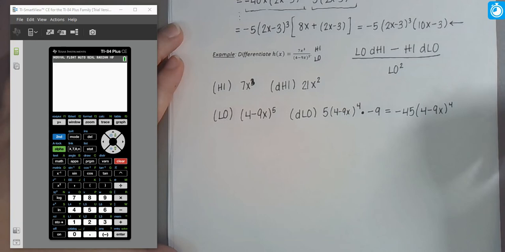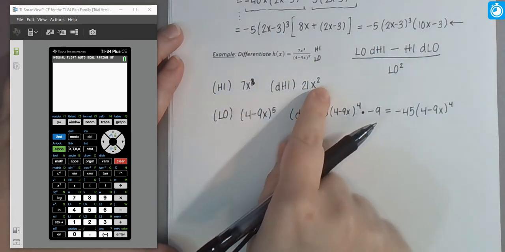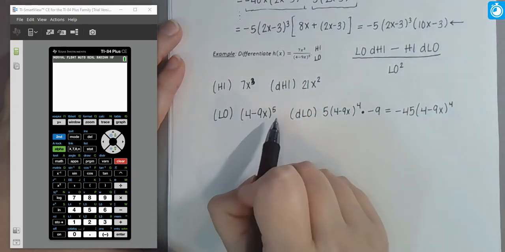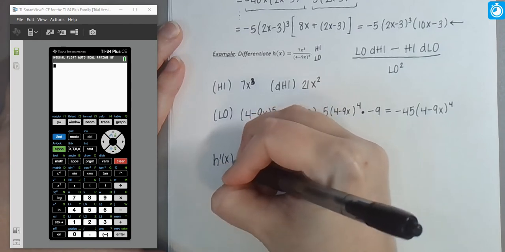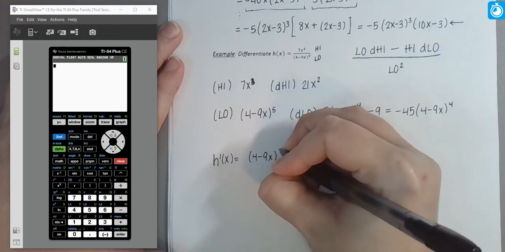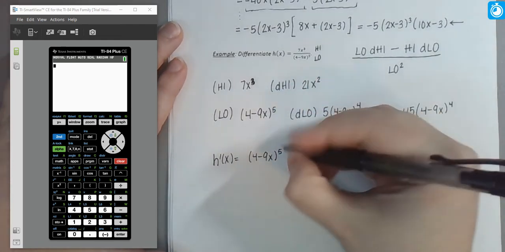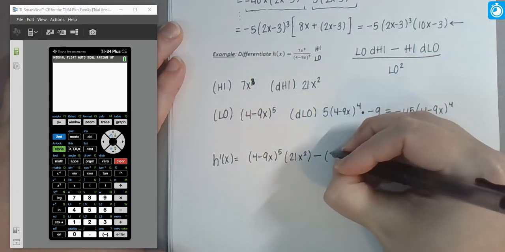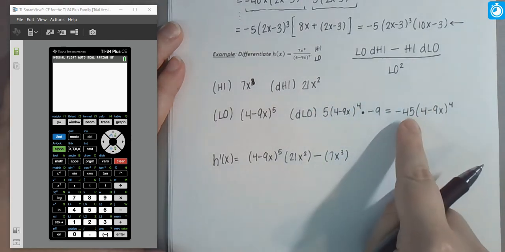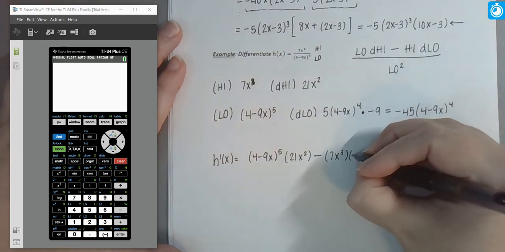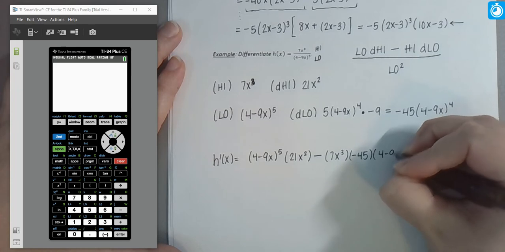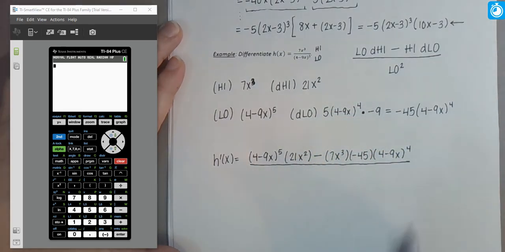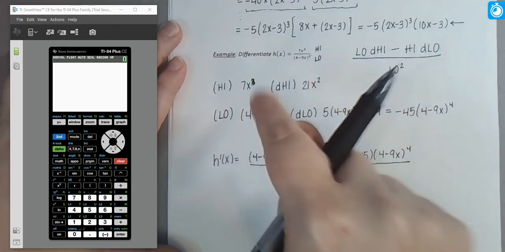to the 4th power. So we have the upper function, we have its derivative, we have the lower function, we have its derivative. So now we can put all of that into the quotient rule. So low, which is 4 minus 9x to the 5th. H prime of x, low, 4 minus 9x raised to the 5th power. D high, 21x squared, minus high, which is 7x cubed, d low, which is negative 45 times 4 minus 9x to the 4th, a lot going on here, divided by low squared. So 4 minus 9x to the 5th, and then square that.